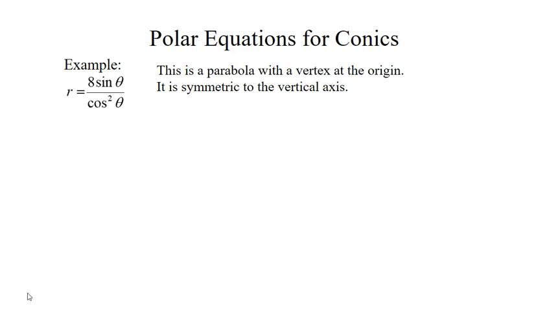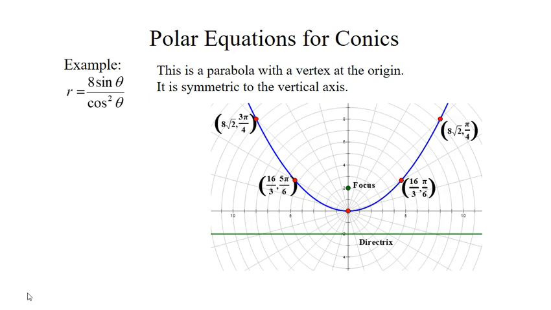Let's look at an example. We have r equals 8 sine theta over cosine squared theta. Again, this is a parabola with the vertex at the origin and symmetric to the line theta equal pi over 2. And what I did was I plugged in a few angles. So at 0 we get 0, at pi over 6 we get 16/3, and at pi over 4 we get 8 square root of 2.